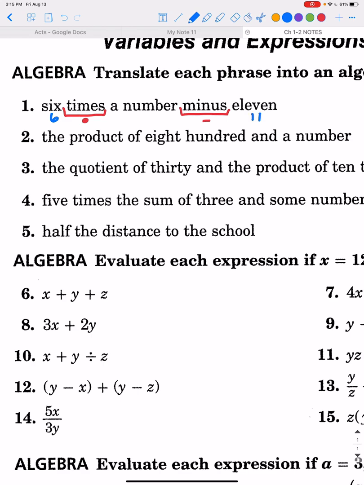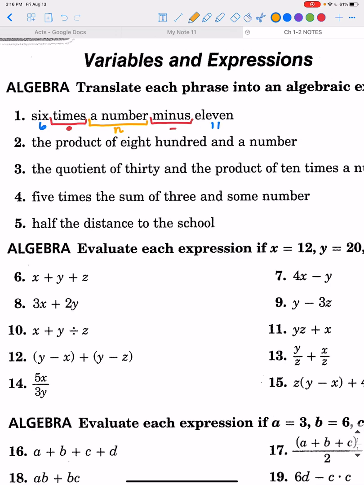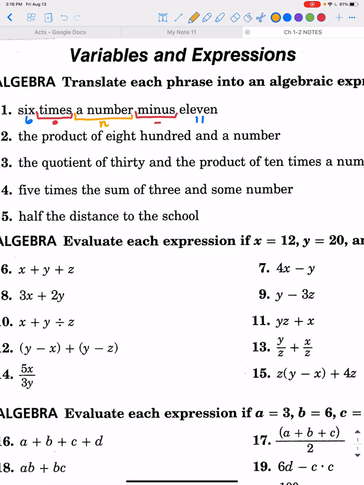But then we also have this phrasing here, a number, right? A number. And we don't know what that number is, so we can't obviously write a number underneath it, but we need to represent it because it is part of the expression. So we're going to assign it a variable, and I'm just going to assign it an n, okay? So we've got 6 times some unknown number, so 6 times n minus 11. So we would write that. I'm going to write it the crude way first, and then I'm going to clean it up and show you how I would like it in your final.